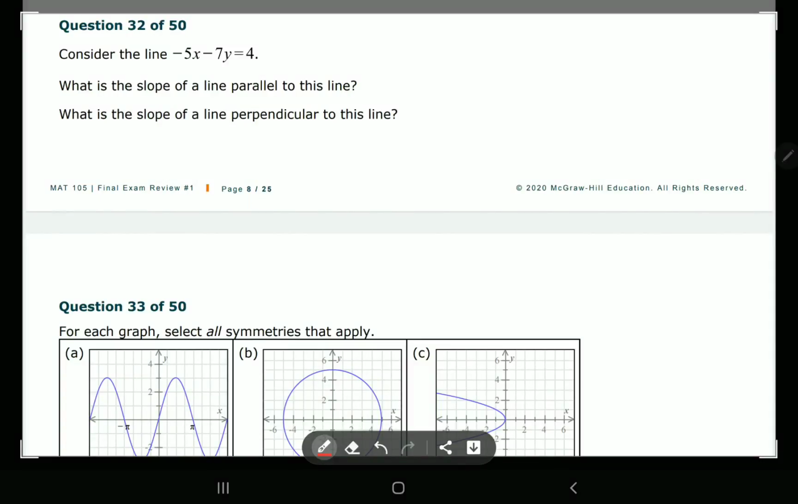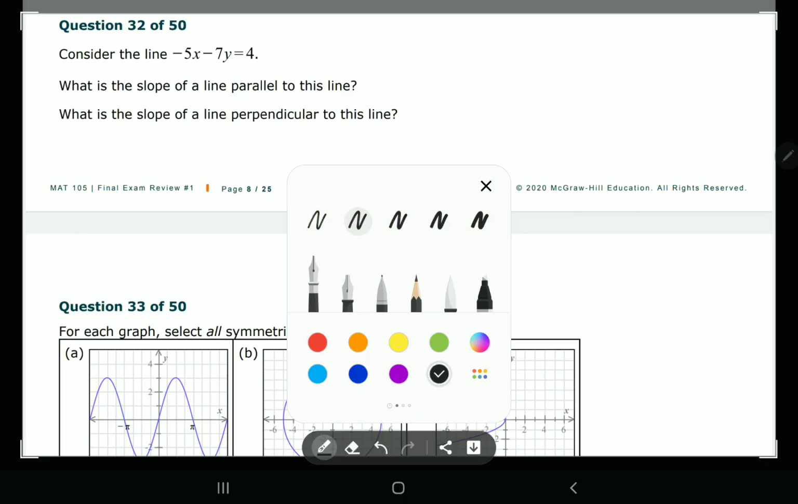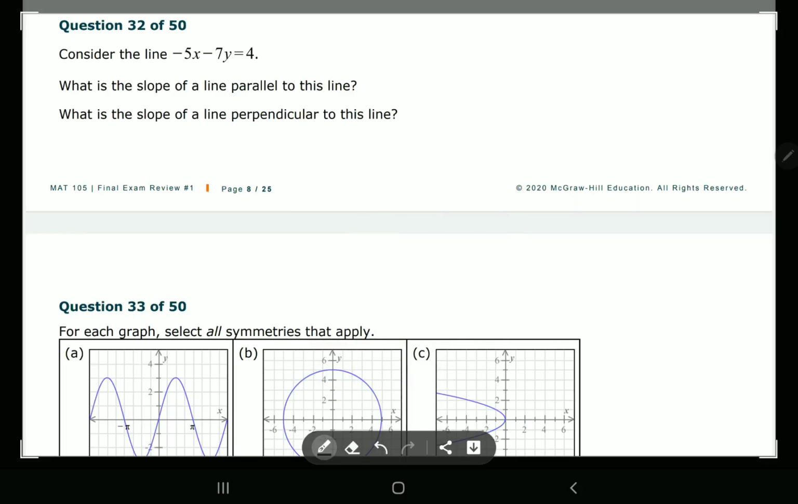Alright guys, in this video we're going to knock out question number 32. Number 32 says, consider the line -5x - 7y = 4. What is the slope of the line parallel to this line? What is the slope of the line perpendicular to this line?